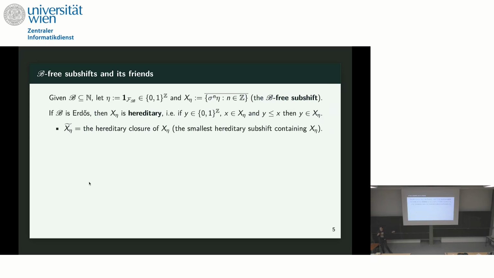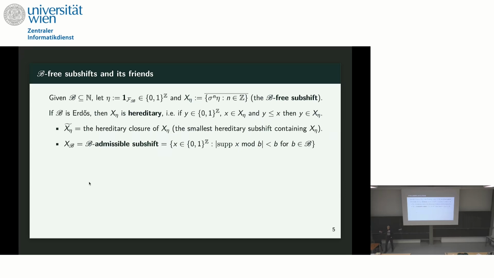So the smallest subshift that is closed under this operation of taking things that are smaller than what you already have. And there is one more subshift that appears naturally in the setup, namely the B admissible subshift. So these are all 0, 1 sequences, such that when you look at their support modulo each B, there will be at least one residual class missing.